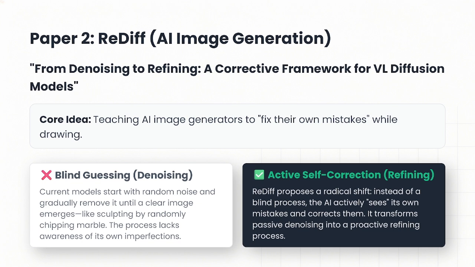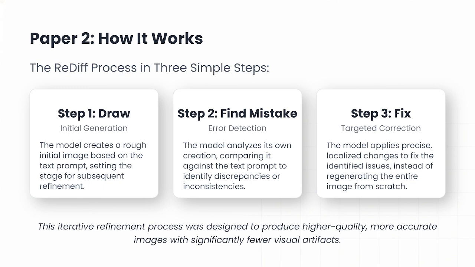The authors of ReDiff try to fundamentally modify this architecture by endowing the model with the ability to look back, recognize its errors, and correct them. The authors proposed a highly ambitious two-stage framework to shift from passive denoising to active refining. In stage 1, they introduced synthetic errors into the training data. They essentially forced the model to look at corrupted drafts and trained it to fix those corruptions.